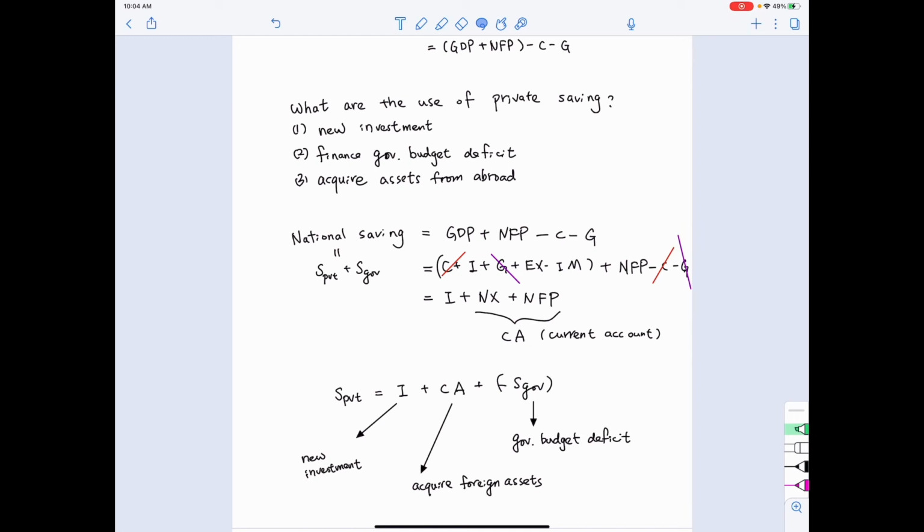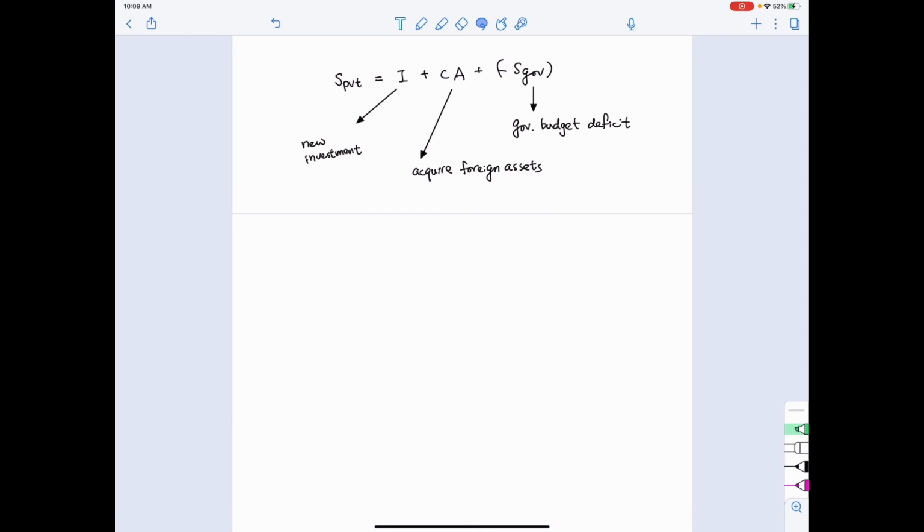So then we can claim that the use of the private saving is to finance the new investment, acquiring foreign assets, and to finance the government budget deficit. So now I want to explain why, when we say the current account balance is positive, it implies that we are acquiring foreign assets. Remember that we define the current account balance as the net export plus the net factor payment from abroad.